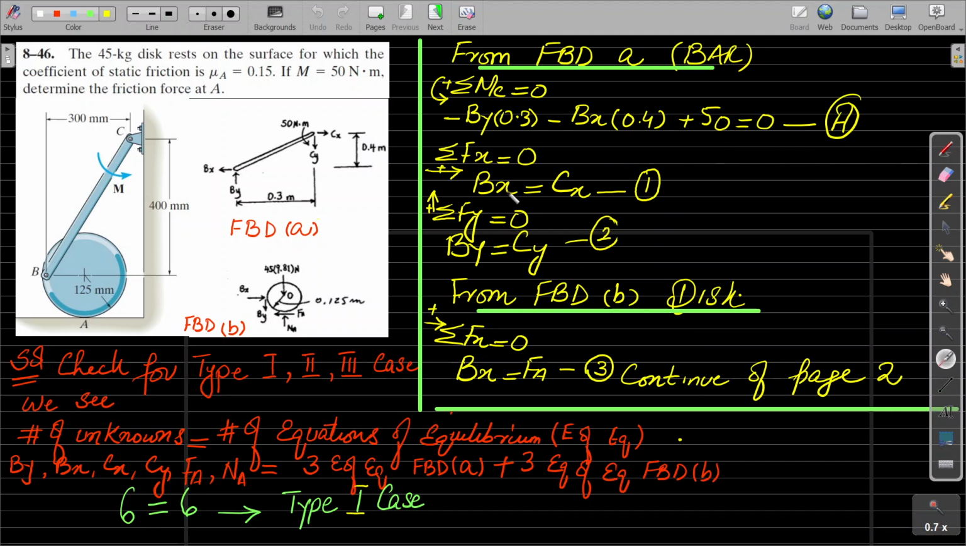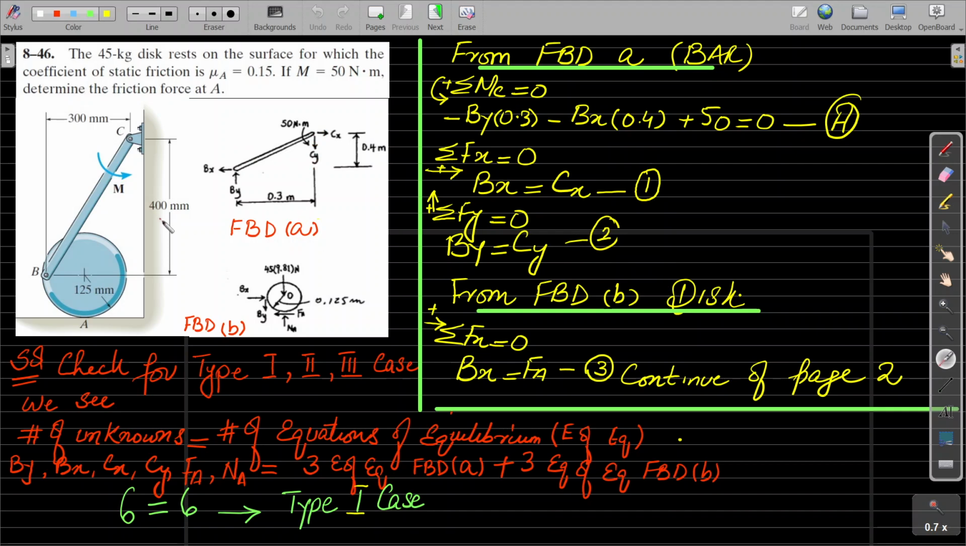Then we apply sigma Fx on this: minus Bx plus Cx equals 0, so Bx equals Cx. We apply sigma Fy to this bar: plus By minus Cy equals 0, so again By equals Cy.